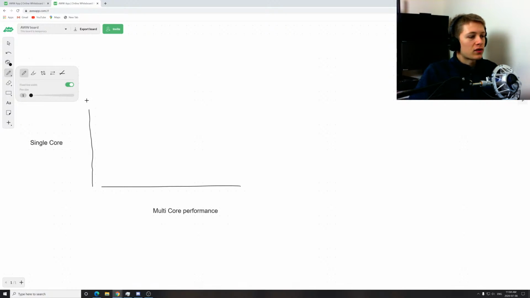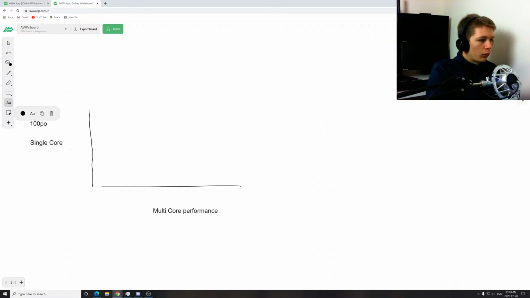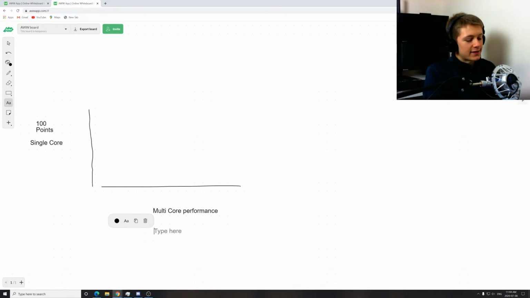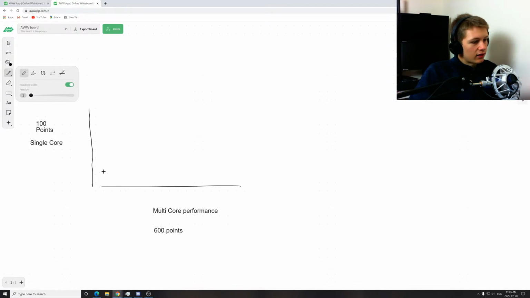So let's say, for example, for single core performance, we're going to need a minimum, let's go to our text here, a minimum of, let's say, 100 points. I'm just going to use points for an example here. So we need 100 points for single core performance. And for a solid gaming system with multi-core performance, we're going to need, let's say, 600 points. And that'll run most games. So, for example, this will be 100 here.